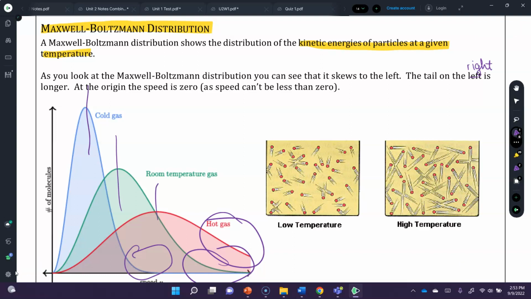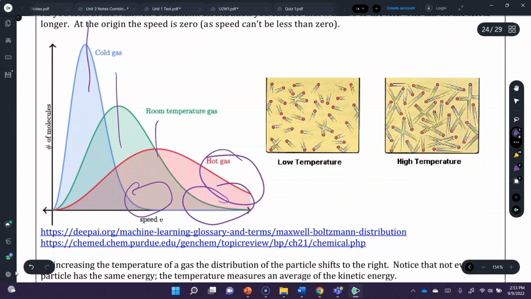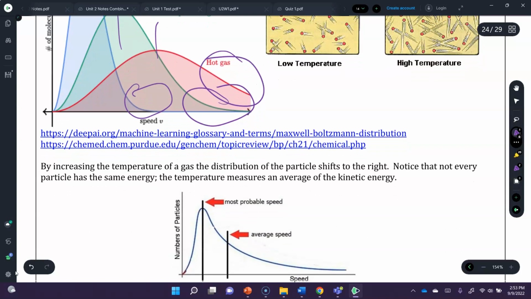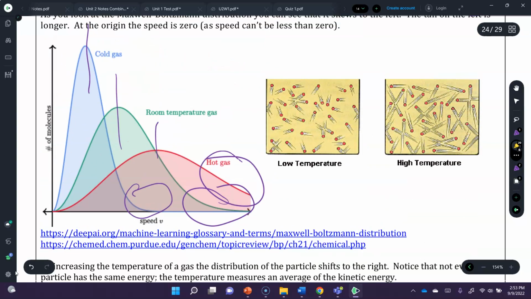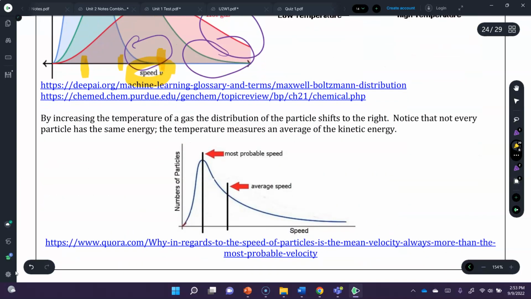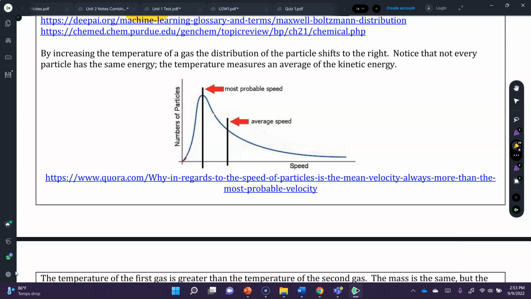At the origin, the speed is 0, and speed cannot be less than 0. They can stop moving, but they can't reverse time. So we have this is our speed, so that relates to our temperature. Cold gases on average have a lower speed than room temperature gases, or hot gases, sorry. By increasing the temperature of a gas, the distribution of the particles shifts to the right. Notice not every particle has the same energy, right? It's an average. The temperature measures that average kinetic energy.